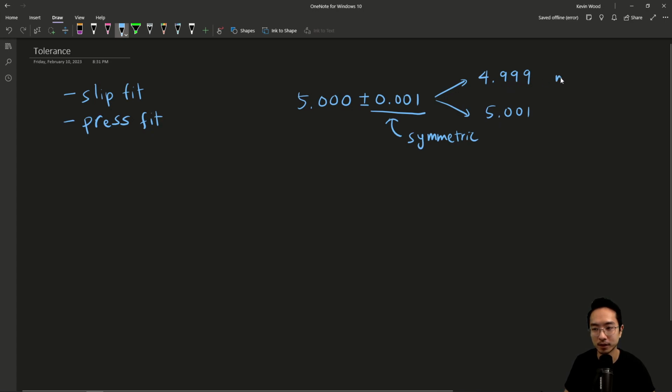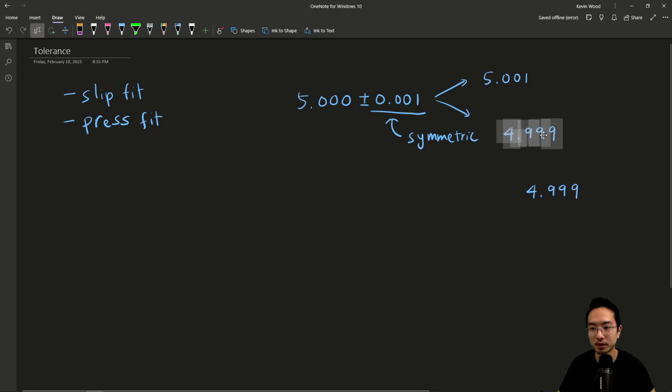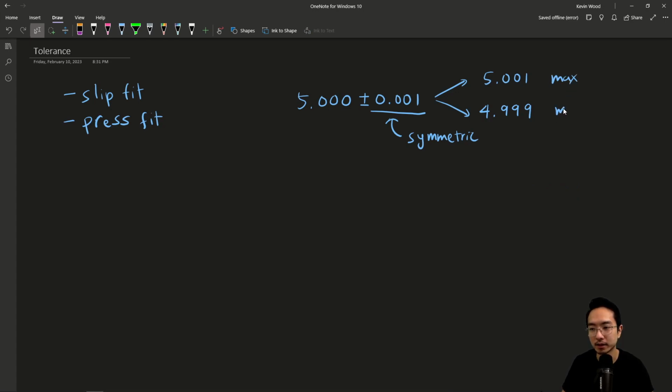Here, actually, I should probably write the max on the top and the min on the bottom. So let me just change that real quick. Gonna move the max on top, and then the min is gonna go on the bottom. So that's max and then min.